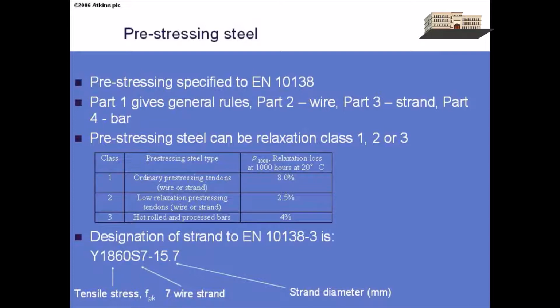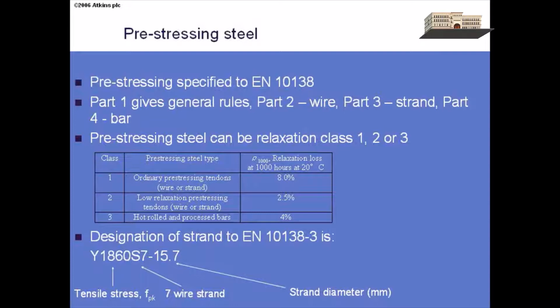The designation for prestressing steel is similar to that used for reinforcement. So Y basically denotes it's prestressing, 1860 is the ultimate tensile strength of the prestressing, S7 just means it's a 7-wire strand prestressing steel, and then the 15.7 gives you the strand diameter. So it's quite a helpful designation because you can see what you've got just by looking at it rather than some sort of arbitrary definition.